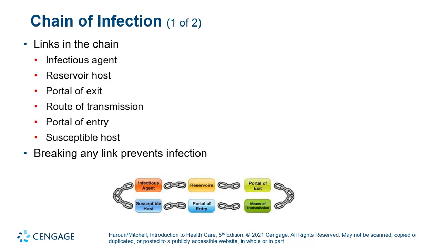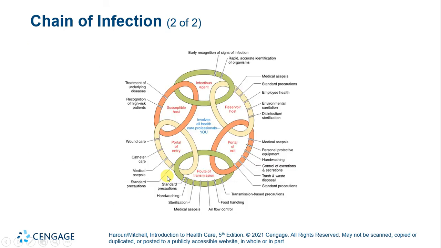Now when we study or consider preventing the spread of infection, we talk about the chain of infection, and you see the links of the chain illustrated. We know that breaking any link prevents the infection from spreading. Your textbook has this image. Read through it very carefully, or you can stop the video here and read through it, because not only does this show you the links of the chain, it shows you how you would possibly break those links and then stop the spread of infection.